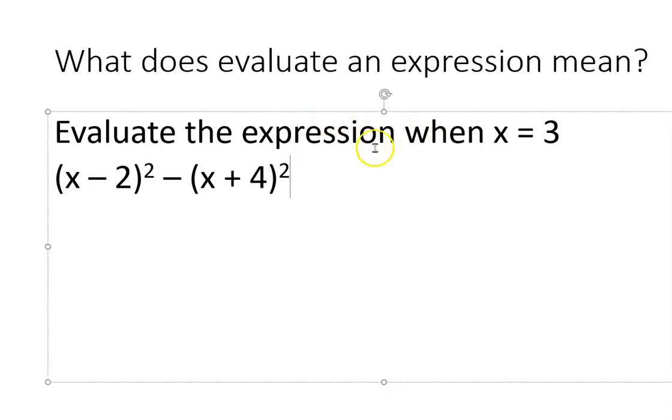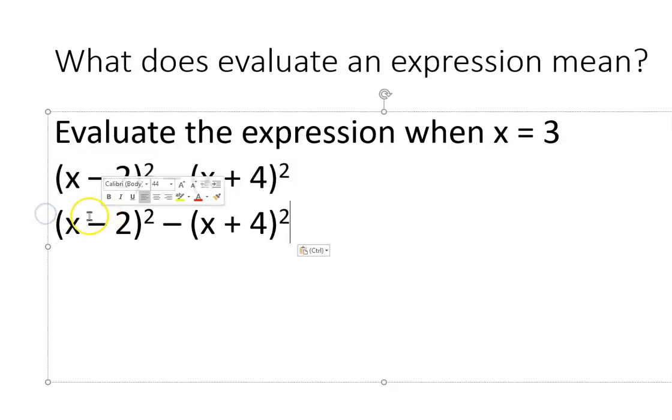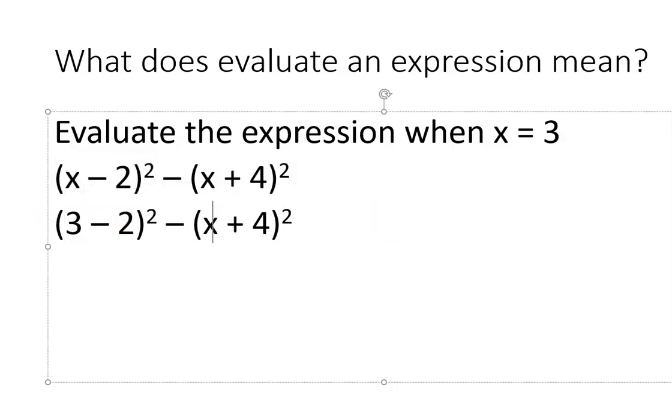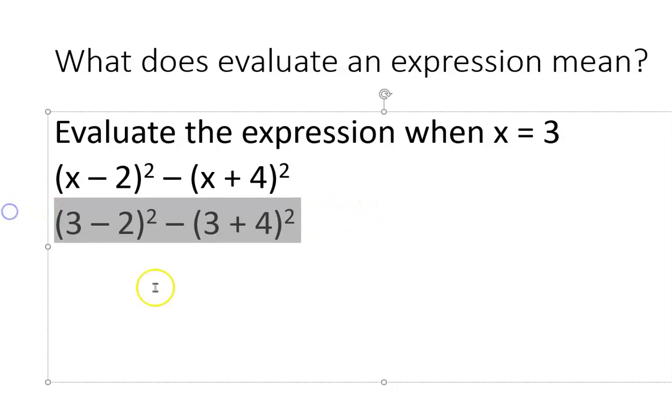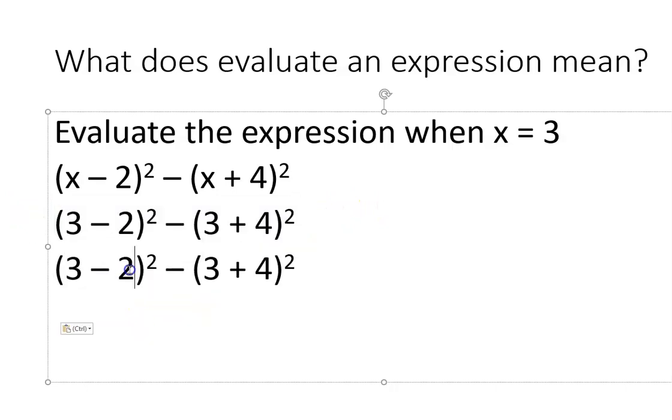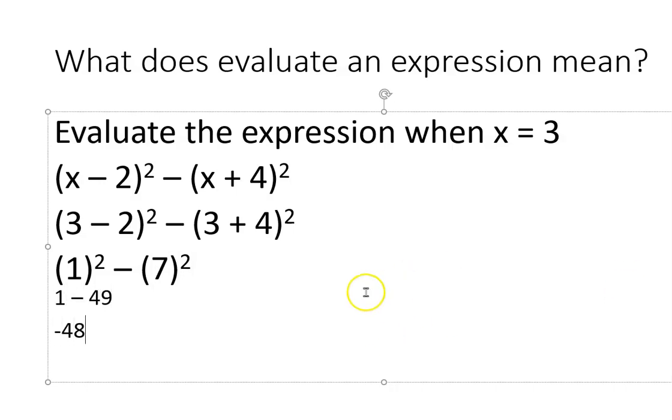Evaluating an expression when x equals 3. Evaluating an expression means that you replace the x with the number. So to evaluate the expression x minus 2, squared, minus x plus 4, I'm going to replace the x with the 3. Where the x is, I plug in the 3, and then I evaluate. 3 minus 2 is 1. 3 plus 4 is 7. 1 squared is 1. 7 squared is 49. 1 minus 49 is negative 48.